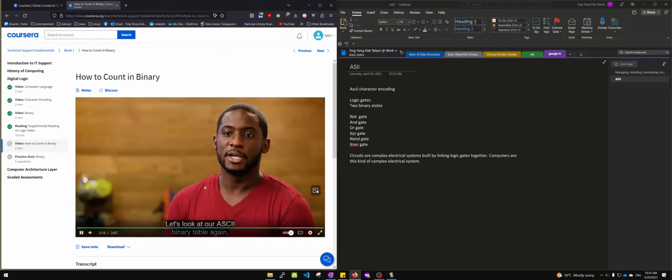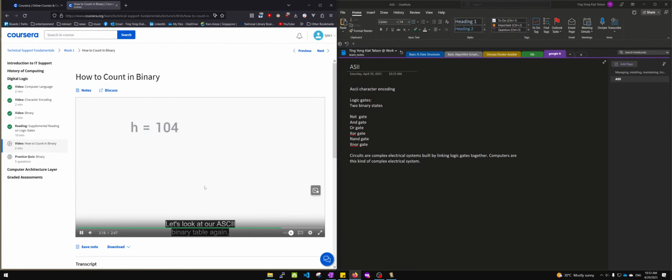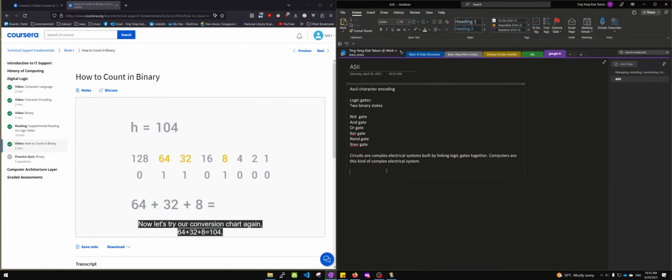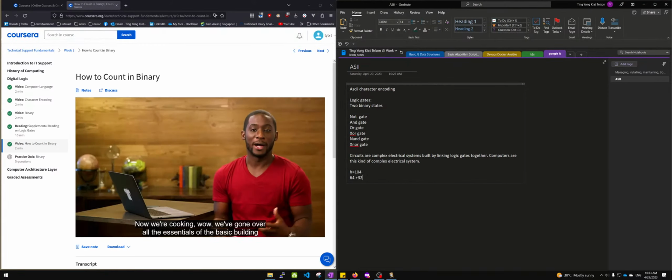Let's look at our ASCII to binary table again. The letter H in binary is 011010000. Now let's look at an ASCII to decimal table. The letter H in decimal is 104. Now let's try our conversion chart again. 64 plus 32 plus 8 equals 104. Look at that. The math checks out. Now we're cooking. Wow, we've gone over all the essentials of the basic building blocks of computing and machine language.